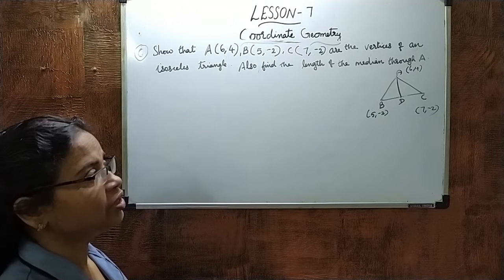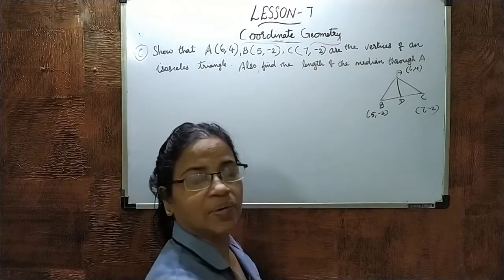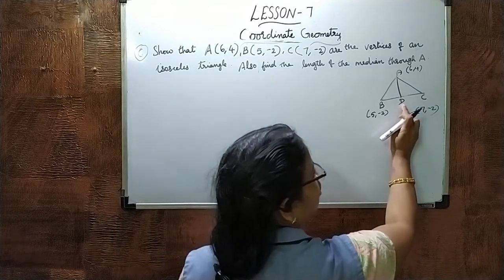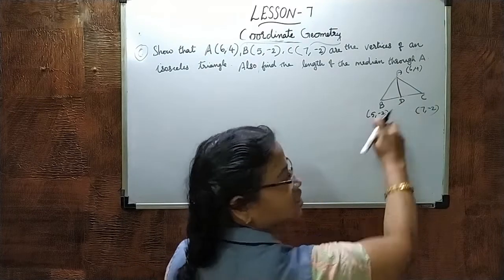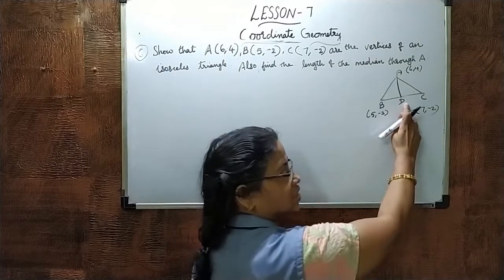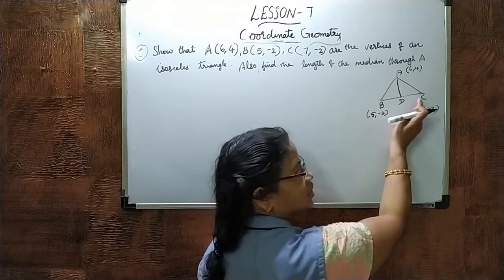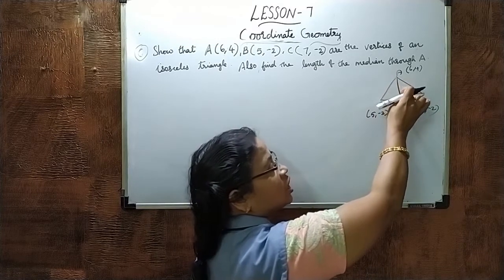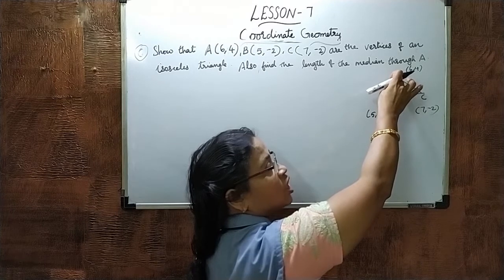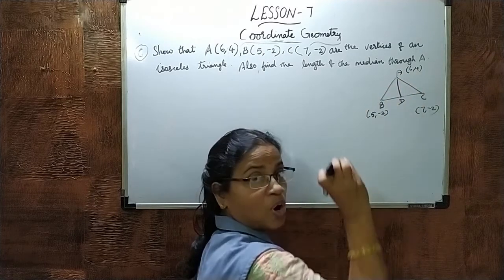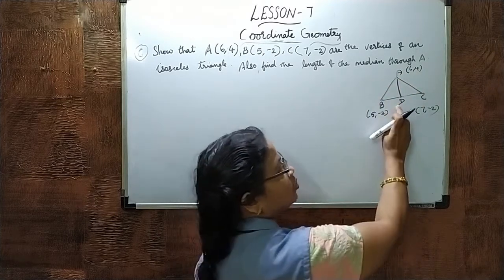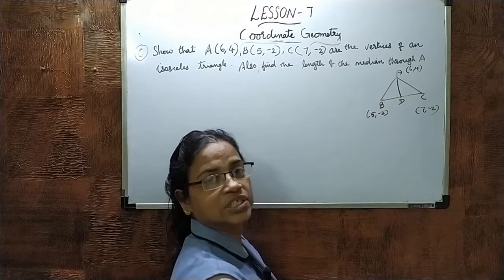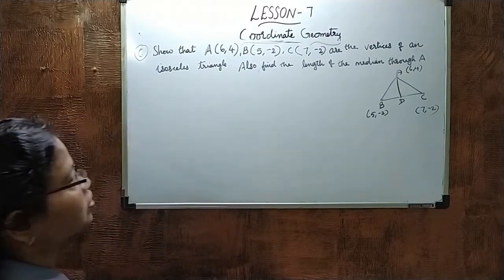If you want AD, the coordinates of A you got. What about D? No. We have to find out the coordinates of D. What about this D then? D is the midpoint of BC. Right? Median means what? A line drawn from the vertex to the opposite middle point. So D will be the middle point. So you have to find out the midpoint of this BC. Okay. Now we'll start.